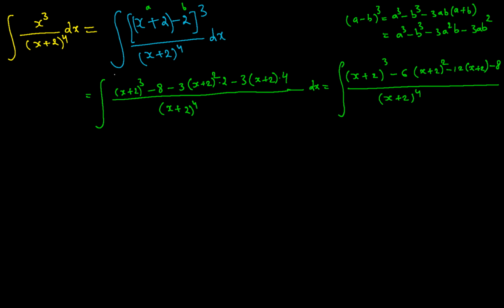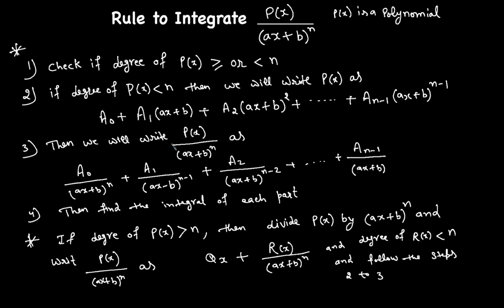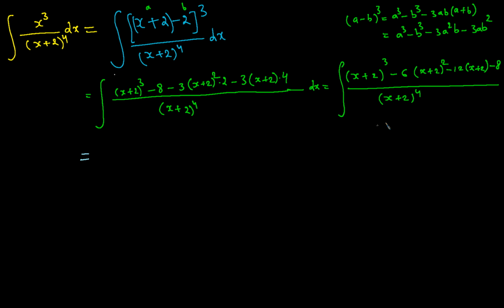All right, let's do it over here. Next step. The next step is, what was the next step? Let's go back. See, we wrote our numerator in terms of denominator, which is x plus 2. See that? That was the whole goal over here. And next step is we're going to separate each term.